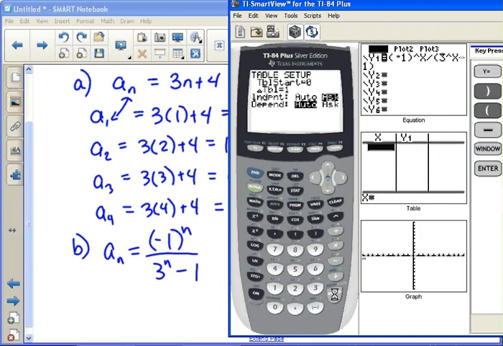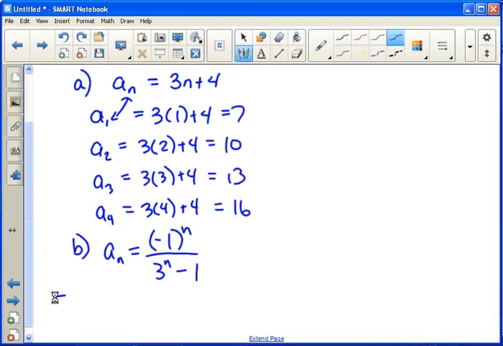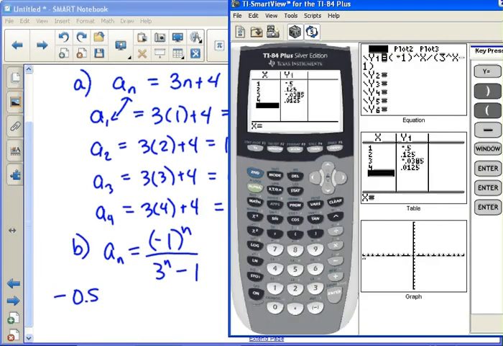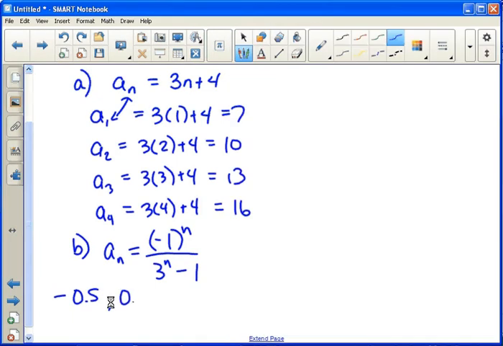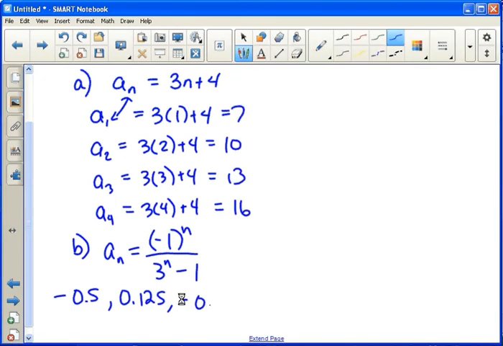You can plug in any number you want. So since we want the first 4 terms, I do 1, enter, 2, enter, 3, enter, 4, enter. And that gives me the numbers I want. So in case you can't see those very well, it's going to be negative 0.5. See if I can pull that back up. Positive 0.125. Negative 0.0385. And I believe the last one was 0.0125.